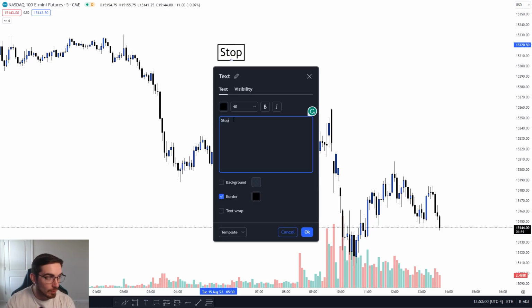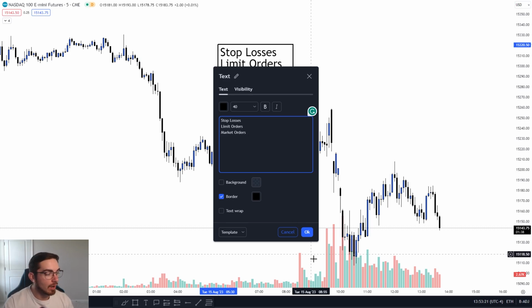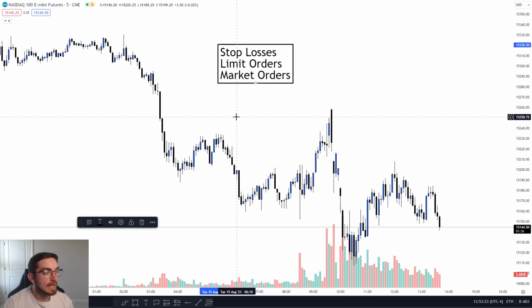They could be stop losses being hit in the market. They could be limit orders being filled in the market. They could be market orders being filled in the market. So if we're able to identify one, where stop losses are being hit, two, where traders are entering either at a limit order or a market order, we can identify an area of liquidity. And I want to show you guys a really good example.